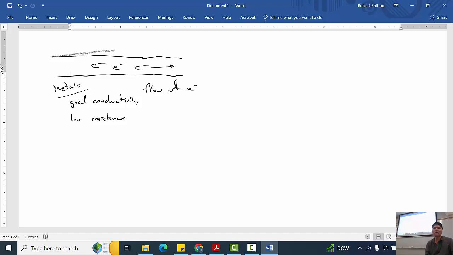It would just be like a crowded room. If you're trying to push through a crowded room, there's a lot of resistance, but in an empty room, there's very little resistance. You just walk right through. Right? So basically, metals have very loosely held electrons.